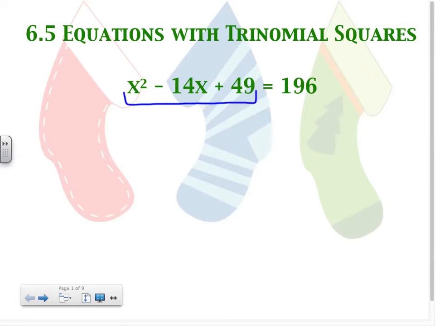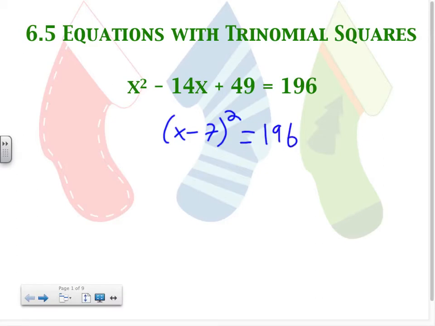This is a quadratic trinomial, but we know that we can factor this and rewrite it in a different way. And that way is this: x minus 7 squared, and that equals 196.